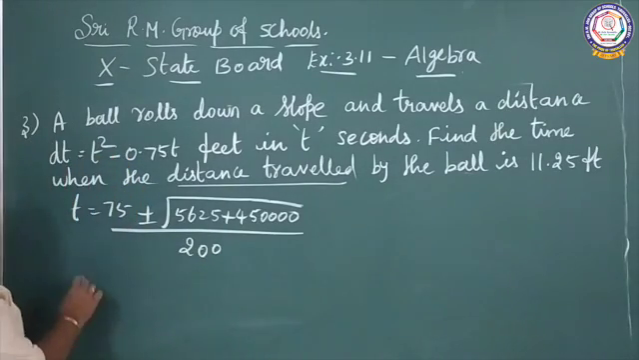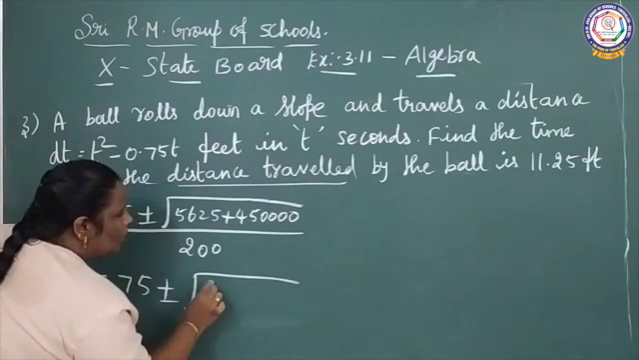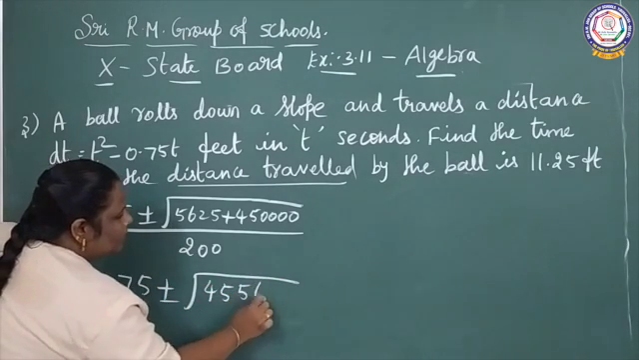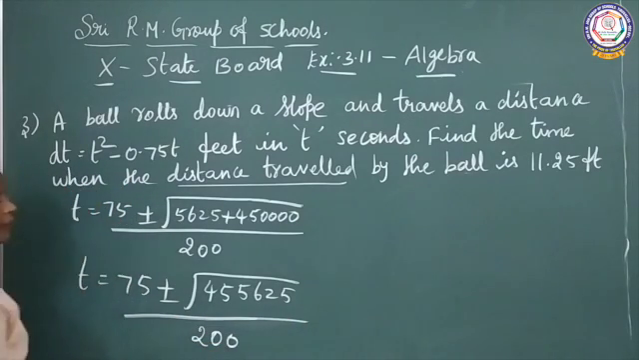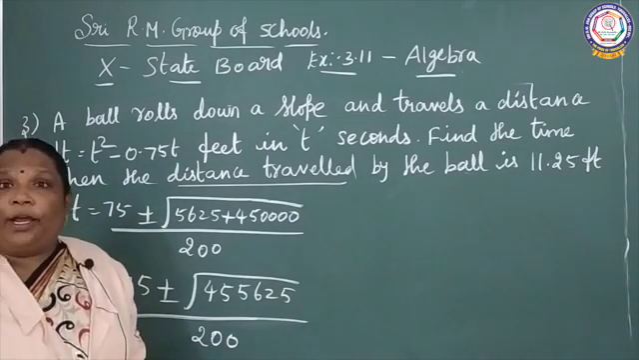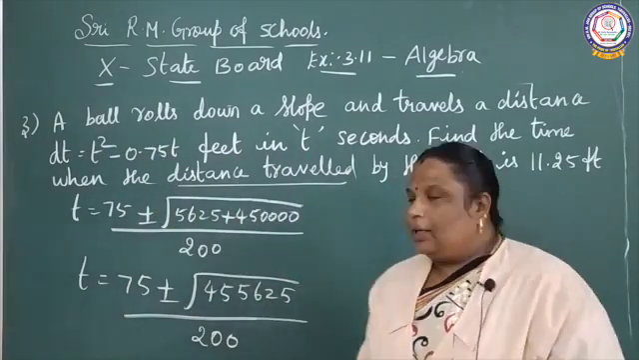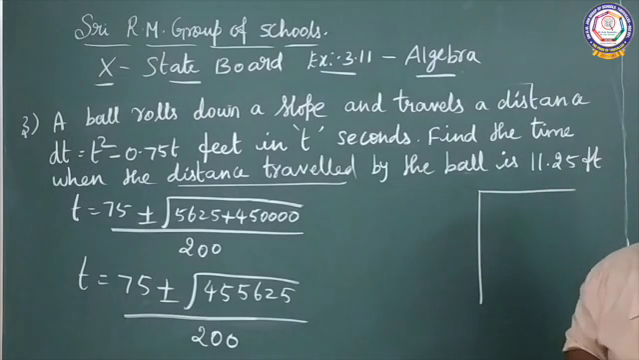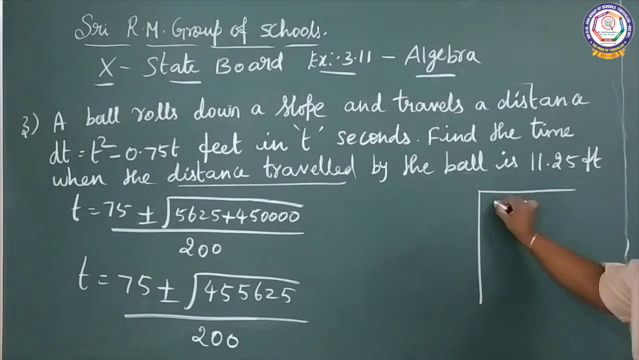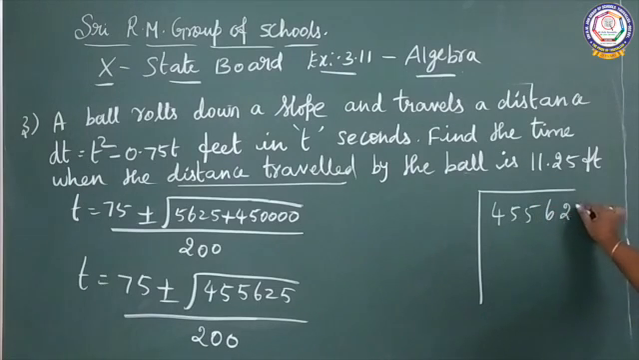So t equals 75 plus or minus root of 455,625, by 200. You should find out the square root of this number. You can do it in a rough work column. How can we find the square root of 455,625?